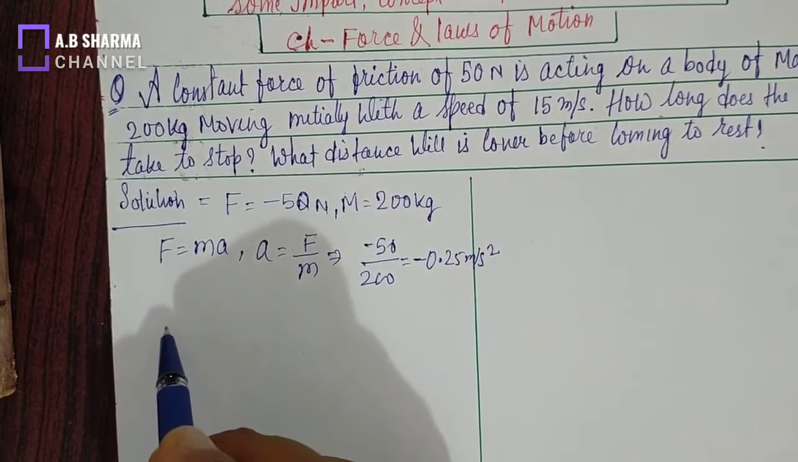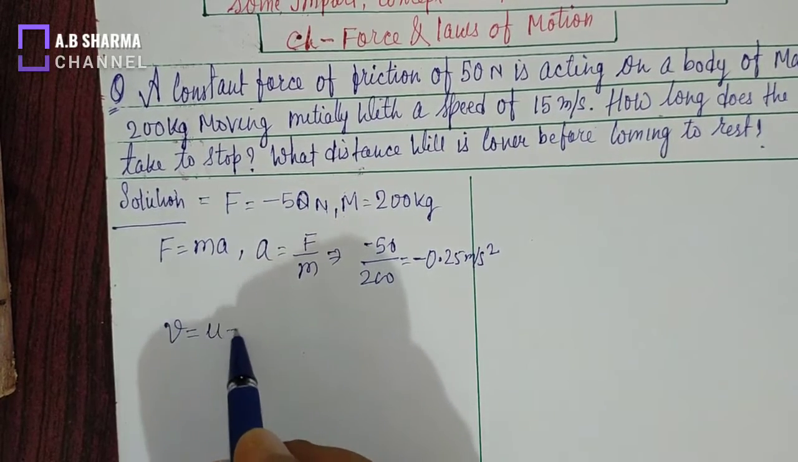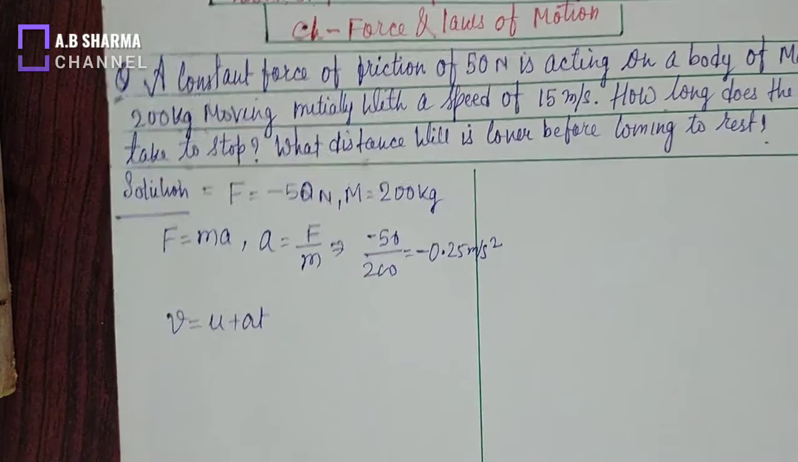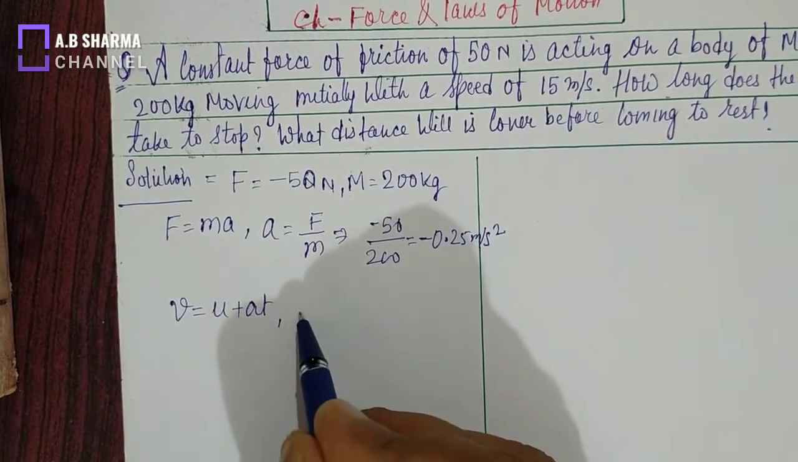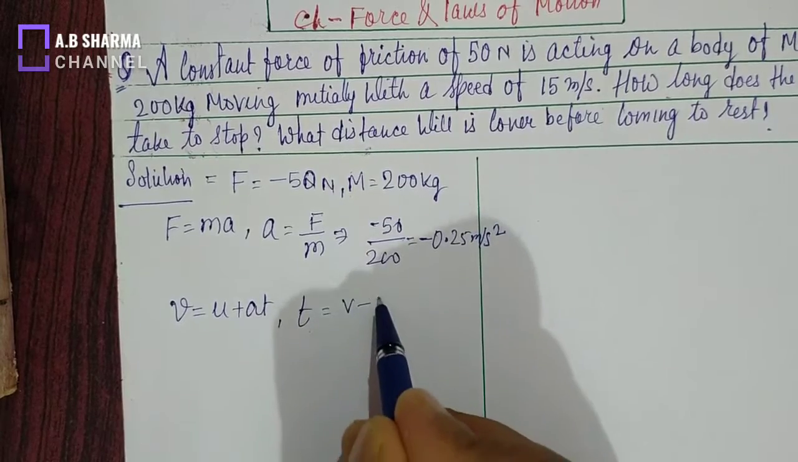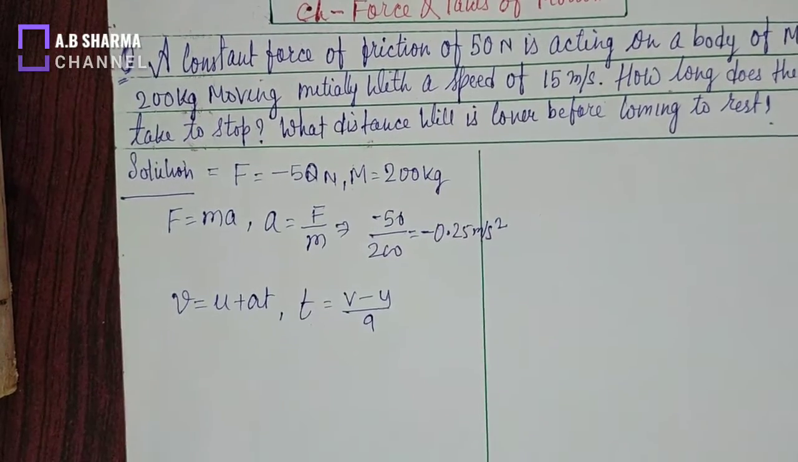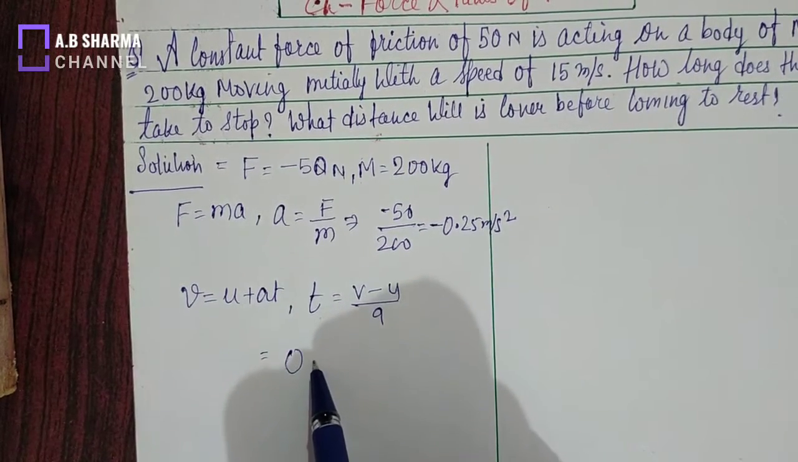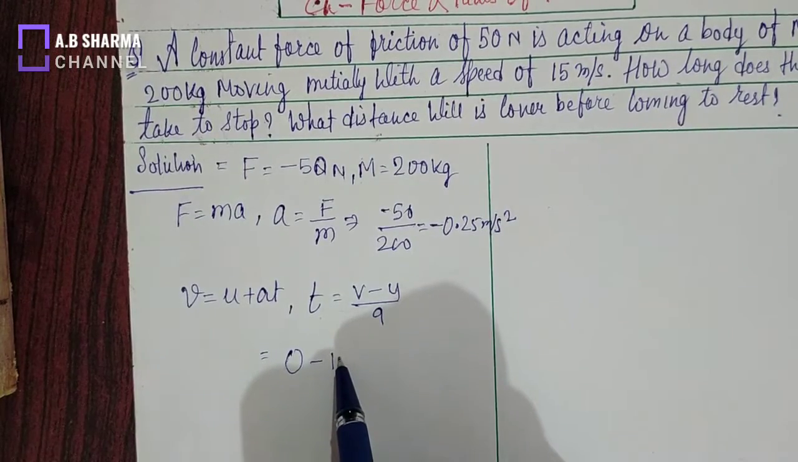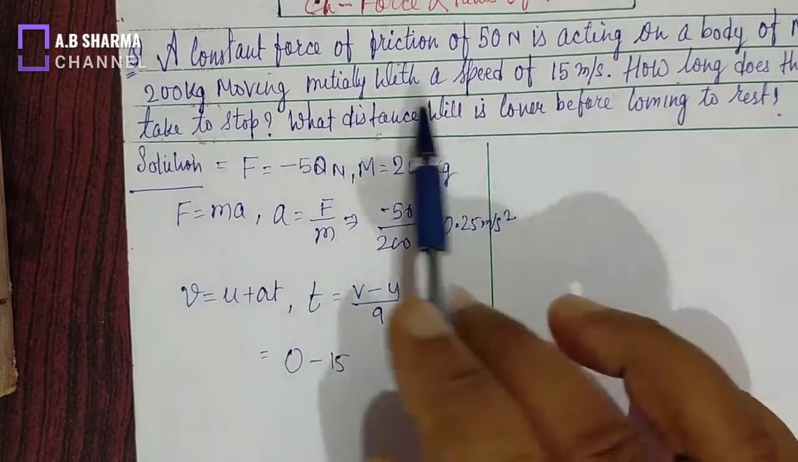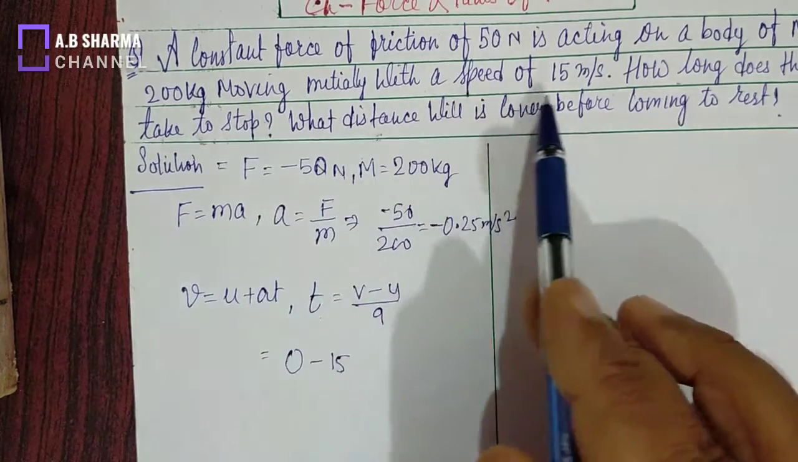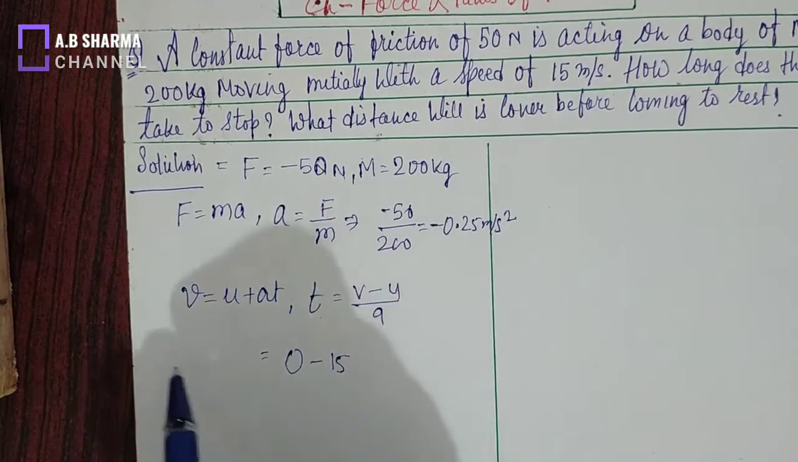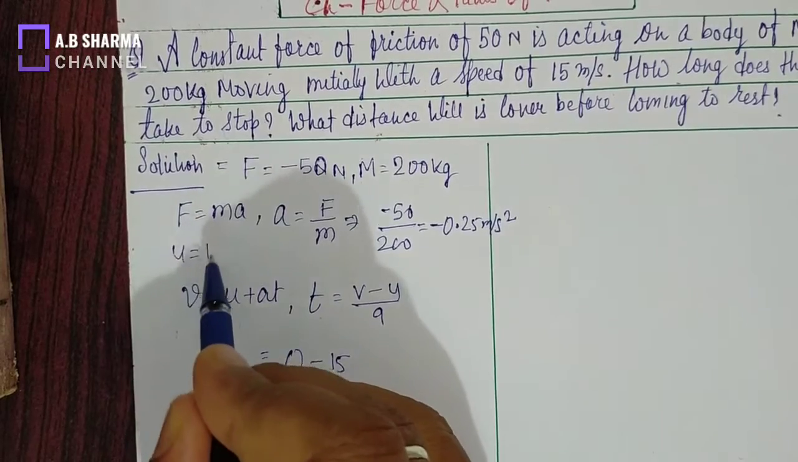Using the first equation of motion, that is v equals u plus at. We have to calculate t. So t equals v minus u over a by transposing. Now put the values. v equals 0, since the final velocity of the object is 0, and u is given. Body is moving initially with a speed of 15 meter per second, so u equals 15 meter per second.